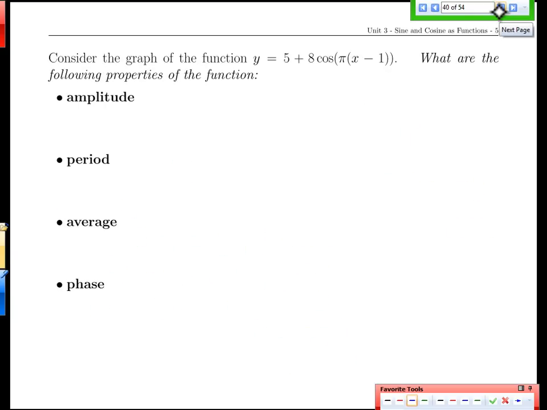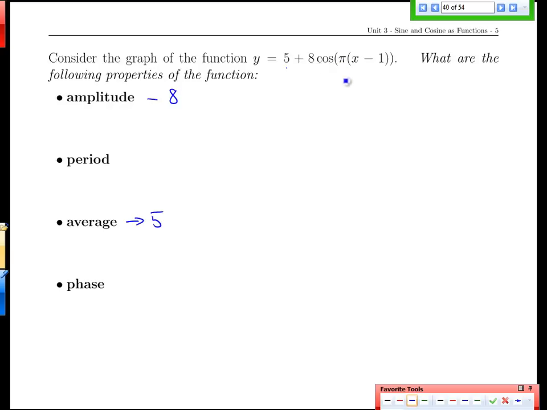Let's do an example here for illustration. Some things are really easy to determine. So scanning across here, the vertical shift is the average value. We'd have a cosine graph shifted up by 5. The average is usually 0. Now it's been moved up by 5, so the average is 5. The amplitude is the next easiest thing to see. It's simply 8. It's the multiplier out front of the cos.